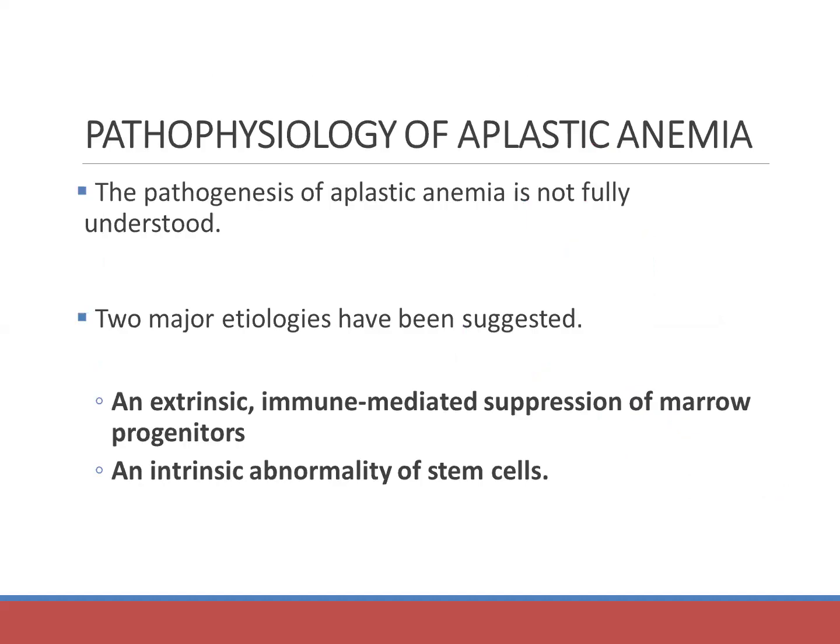Regarding the pathophysiology of aplastic anemia, it is not completely understood why this disorder occurs. However, there are two major etiologies that have been suggested. One is extrinsic immune-mediated suppression of bone marrow progenitor or precursor cells, and the other is an intrinsic abnormality of stem cells.